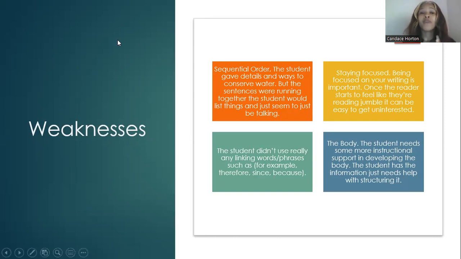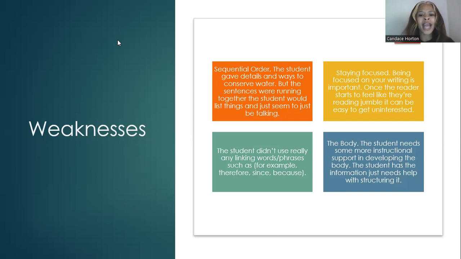Being focused on your writing is very important because you want to stay focused in your reading so that when someone else reads it, they're focused and they're not drifting off. Because once the reader starts to feel like they're just reading a jumble, it can get easy to be uninterested in the writing. So you want to make sure you're staying focused, in which that student needs to make sure she's staying focused in her writing.